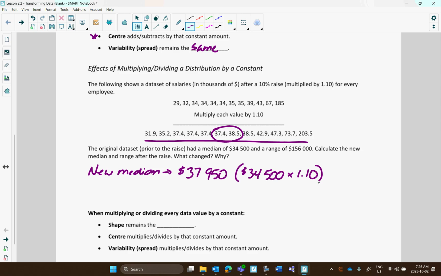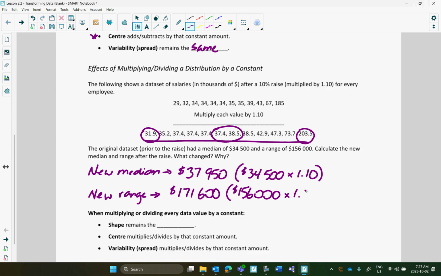So we can see that if we multiplied all the data values by 1.10, we would also multiply the median by 1.10. For the new range, we took the max value minus the min value, and we would get a new range of 171,600, which is actually the original range, 156,000 times 1.10.